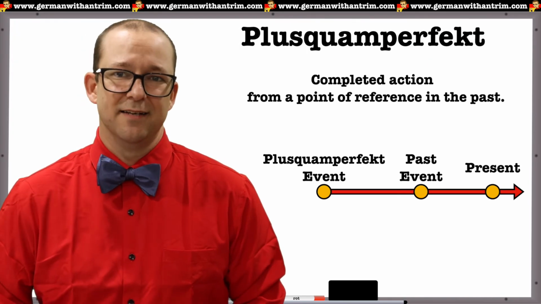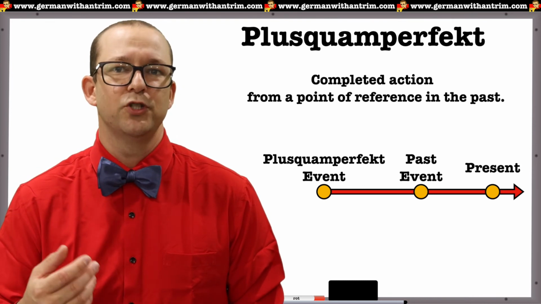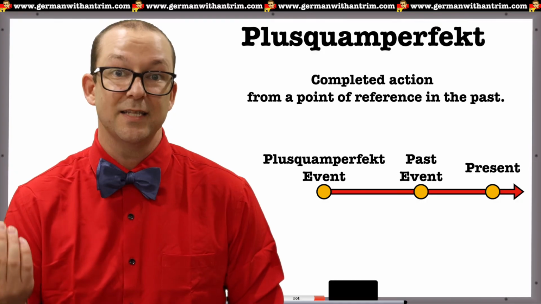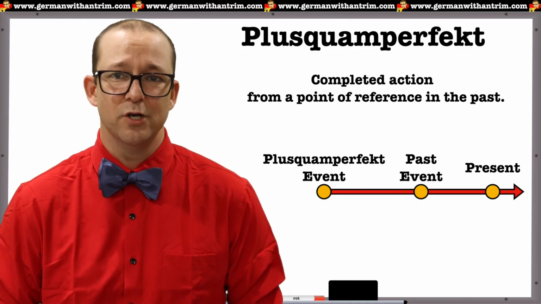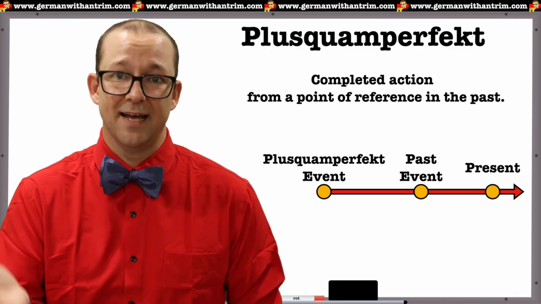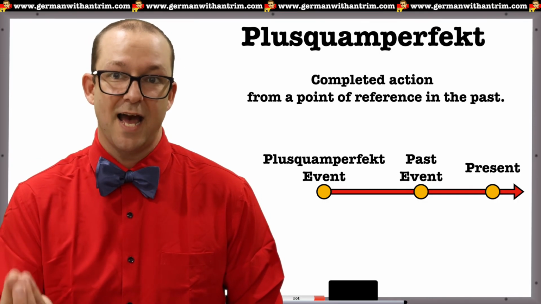The only tense left brings us back to the past. The Plusquamperfekt is used to show that the action is completed at the point of reference in the past. I usually explain this as a tense that shows something happened before something else happened. Both of the events were in the past, but the Plusquamperfekt happened first.